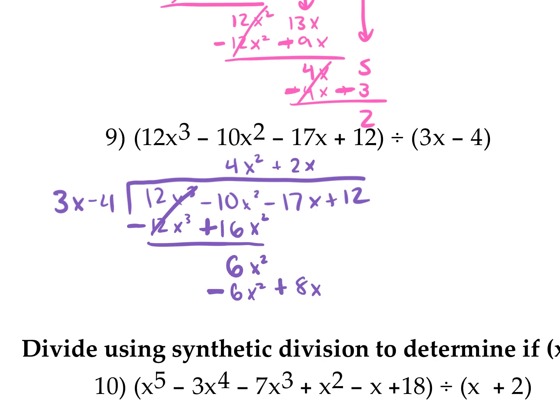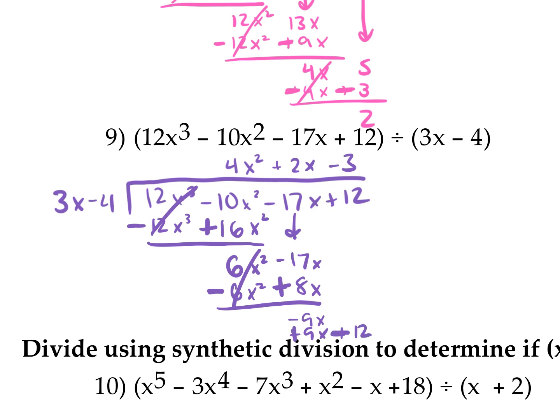Then we multiply. We get 6x squared minus 8x. Change the sign, and combine. So drop down the negative 17x. Negative 17x plus 8x would be negative 9x. Divide that by 3x, we get negative 3. Multiply, we get negative 9x plus 12. Because negative 3 times negative 4 would be positive, so positive 12.